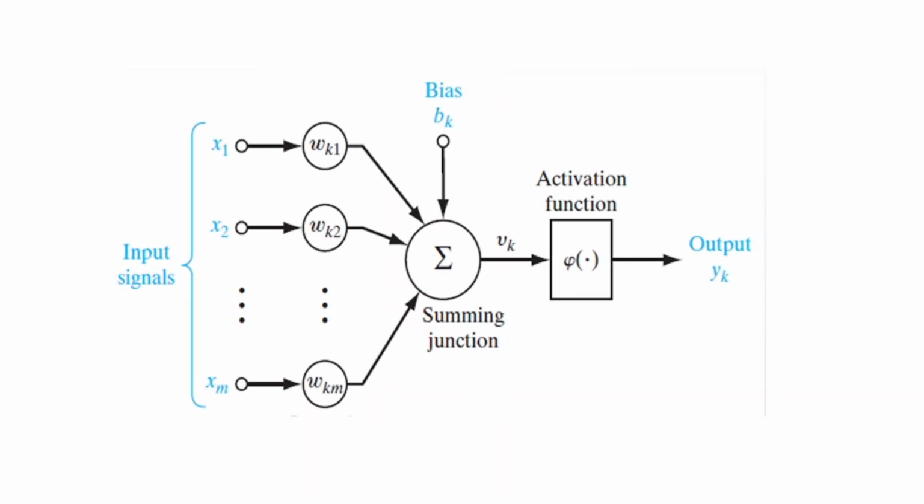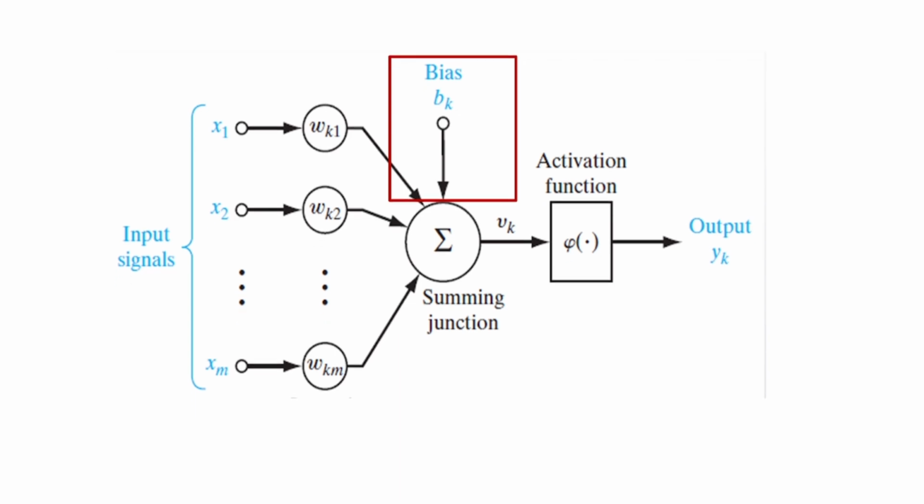Now, there's an extra adjustment called the bias, labeled as bk. This bias helps fine-tune the neuron's decision. Think of it as adding a pinch of seasoning to your recipe to make it just right. The bias ensures that the neuron isn't overly dependent on the input values.